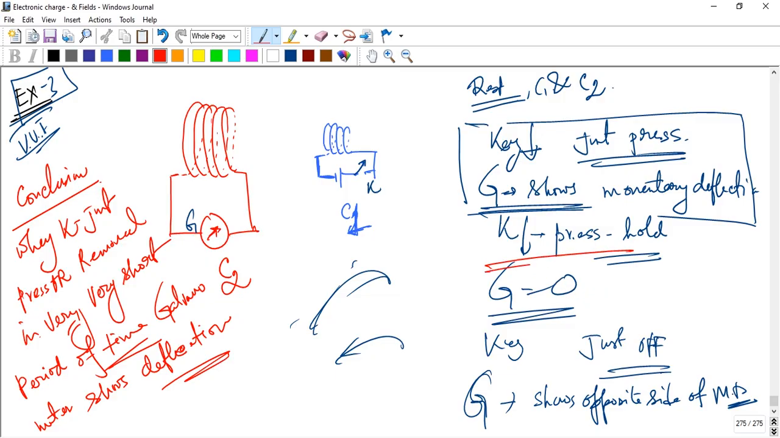When the key is pressed and held, that's very important, there is no deflection. When just turned on and just turned off, the galvanometer shows a deflection. If on gives a clockwise current, then off gives the anti-clockwise direction of current. That's a key point: the current is in the opposite direction if K is removed.